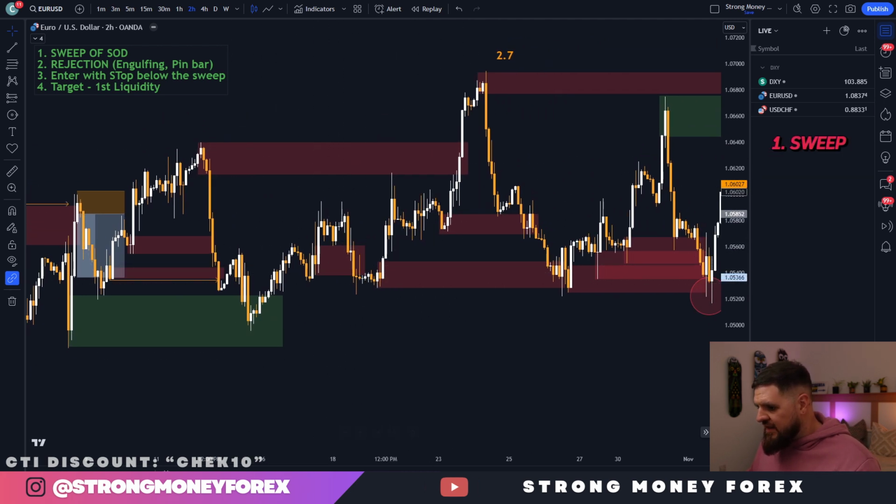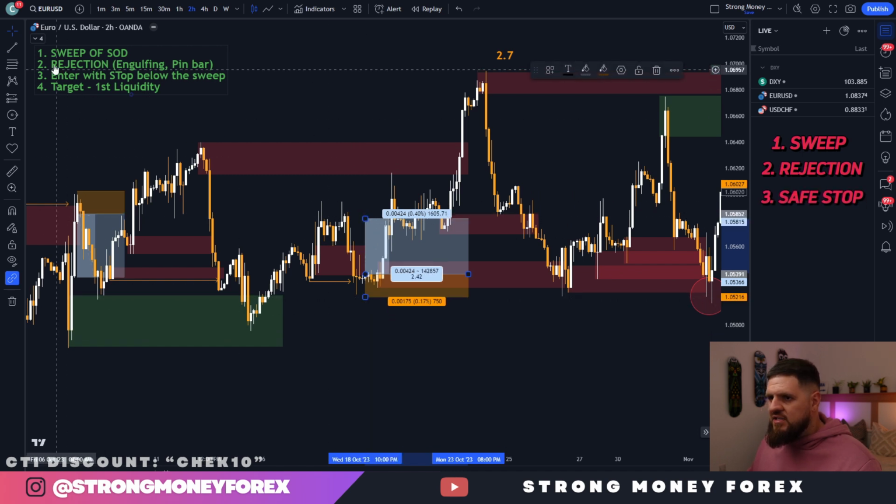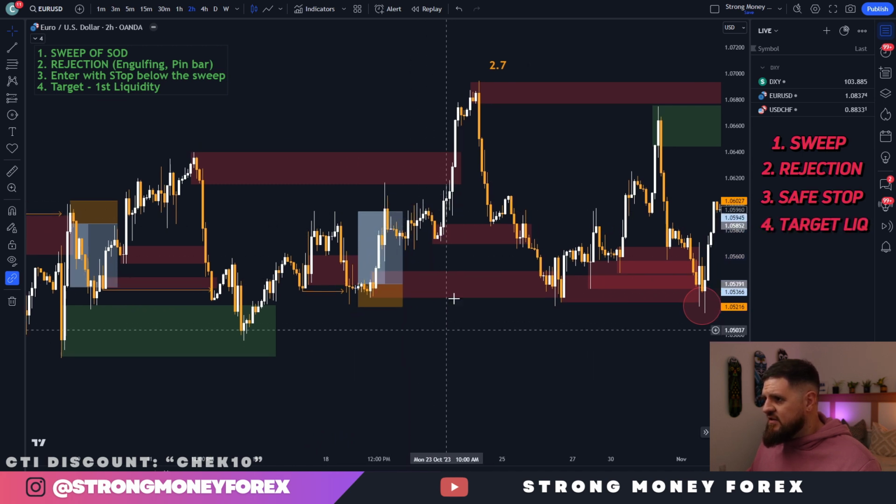This one, however, we get the rejection, as you can see. Those pin bar candles, the engulfing candles. Let's say we got a nice entry like this, with a stop below the low. Okay, so we've had our sweep of the supply zone, sweep of the demand zone. We've then had rejection. We're going to enter with a stop below the sweep, and then our first liquidity target is there. So that gives us 3R.